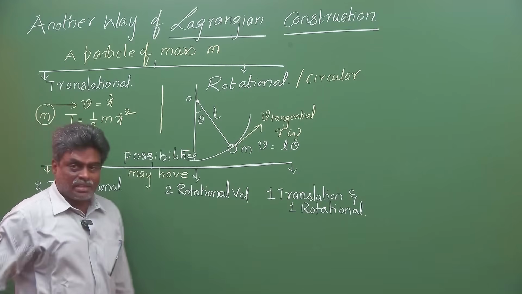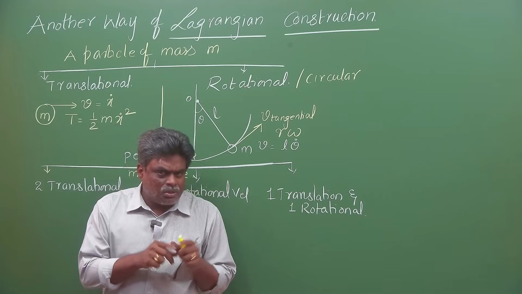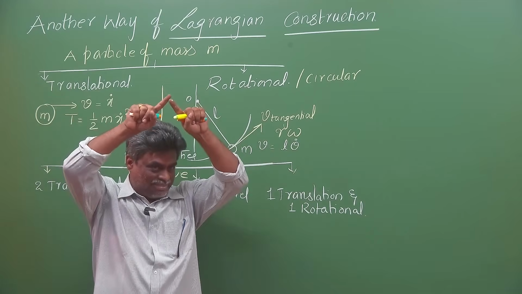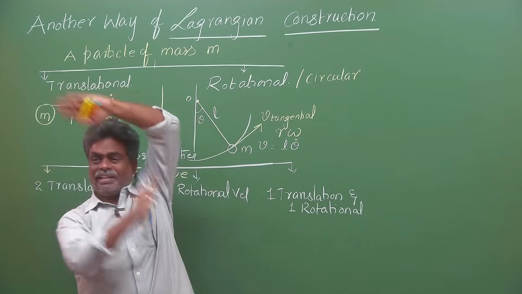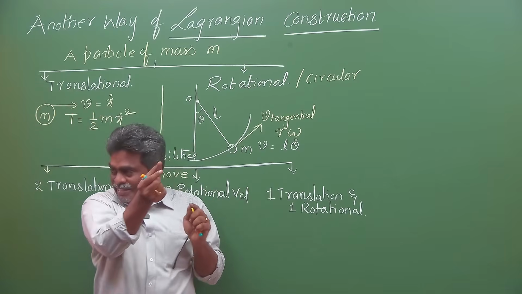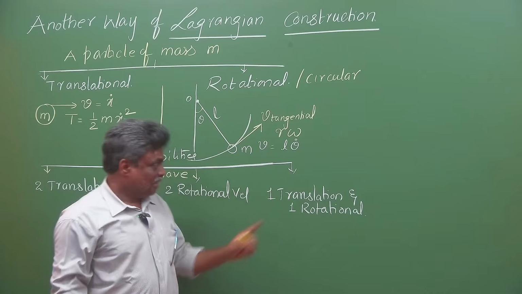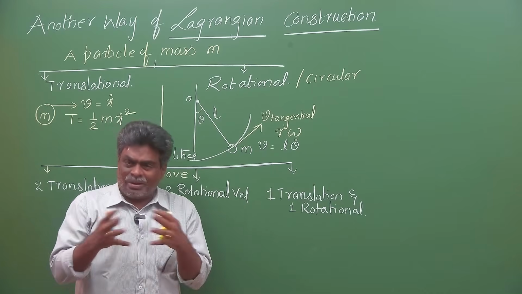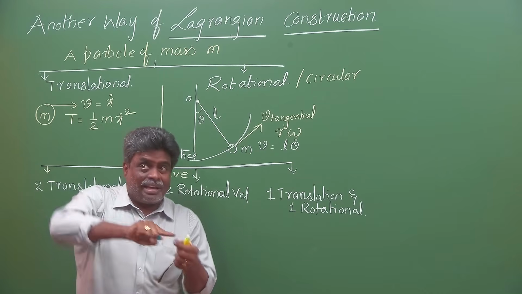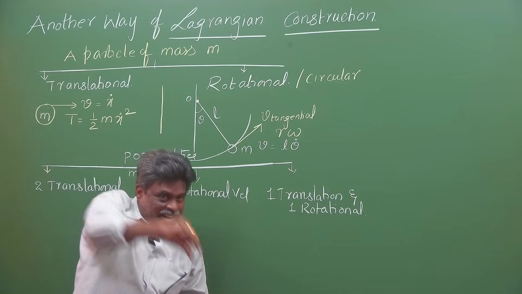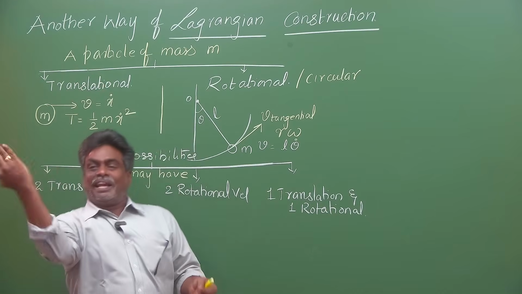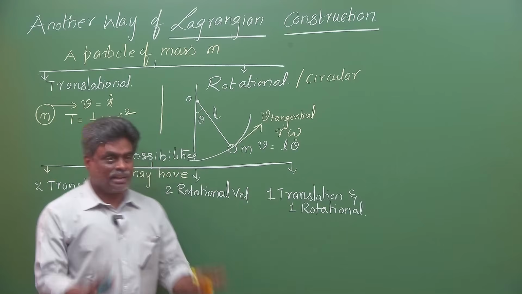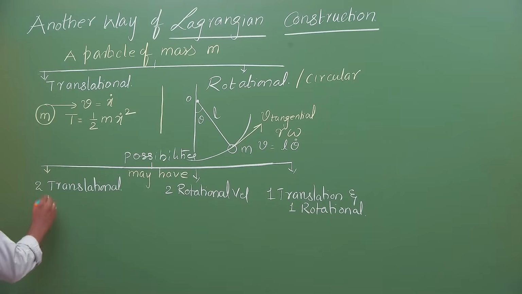Next, two rotational. In the last class you saw a ring, with a bead of mass moving on the circumference of the ring while the entire ring is rotating. How many rotations does it have? And next, one translational and one rotational: a rod, with a bead of mass sliding on it, which is translational, and the rod is rotating, which is rotation.